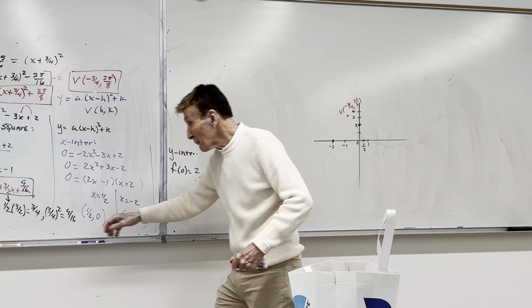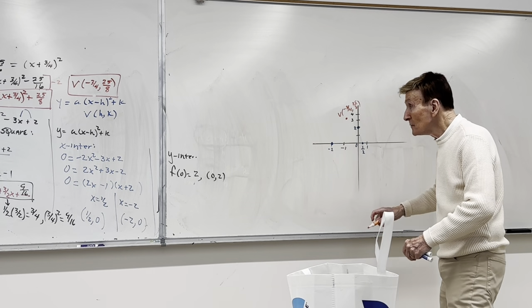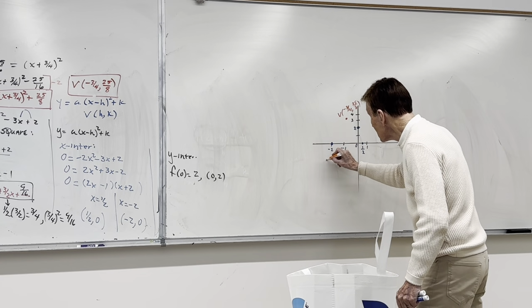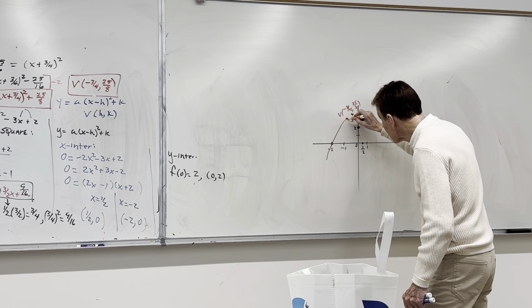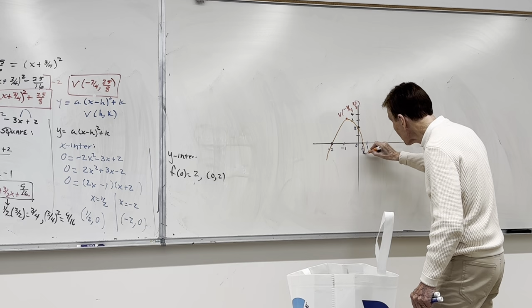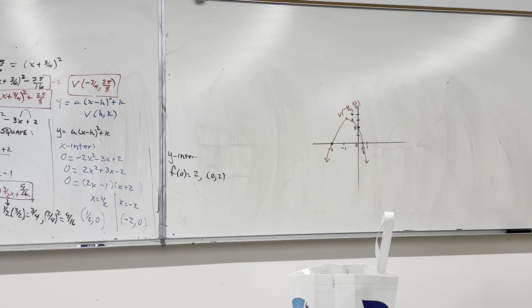You see that parabola opening down. Let's put something like this. It comes down, sweeps down, picks up that intercept, and there's the graph. Right? No problem. Just a little recap.